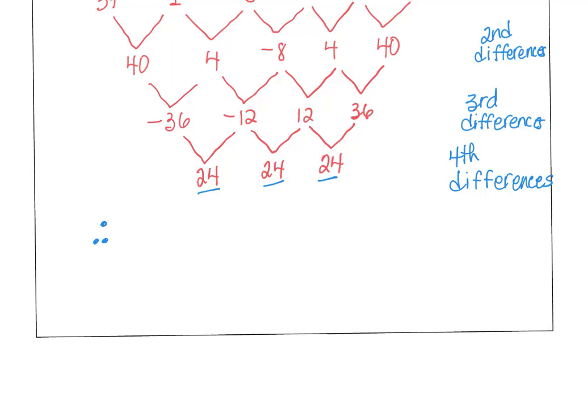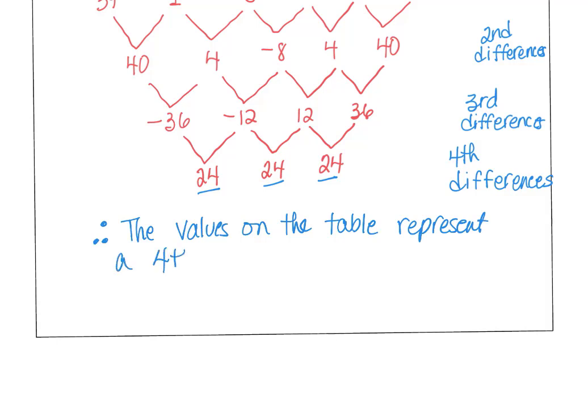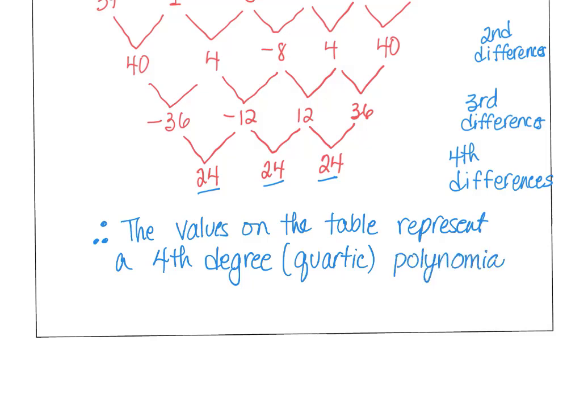We could write that in a sentence. The values represent a fourth degree, we could also call that quartic, Q-U-A-R-T-I-C, quartic polynomial, because the fourth differences were the same. And that, my friends, is the end of the first lesson in Chapter 5.